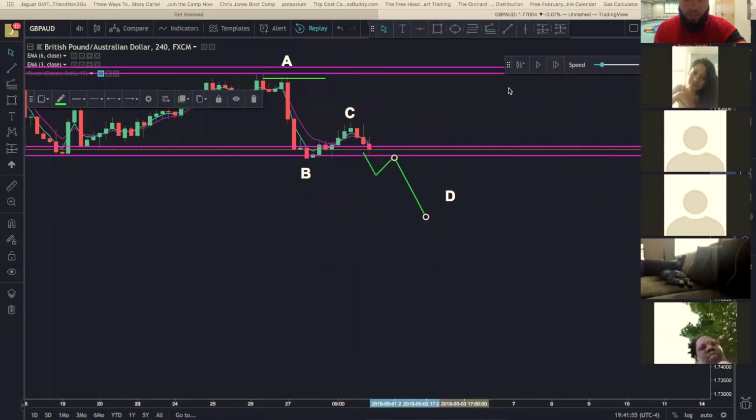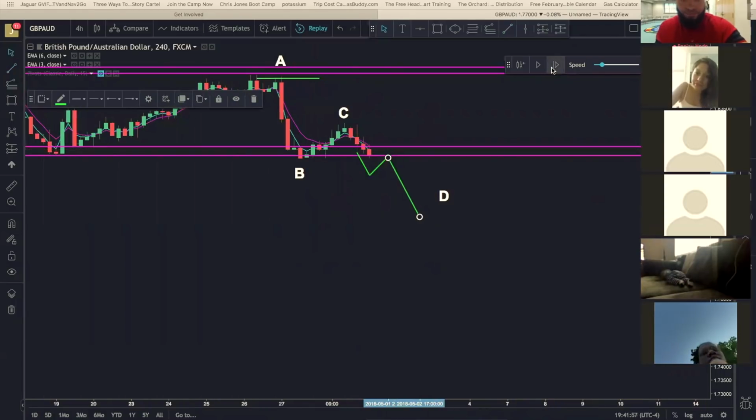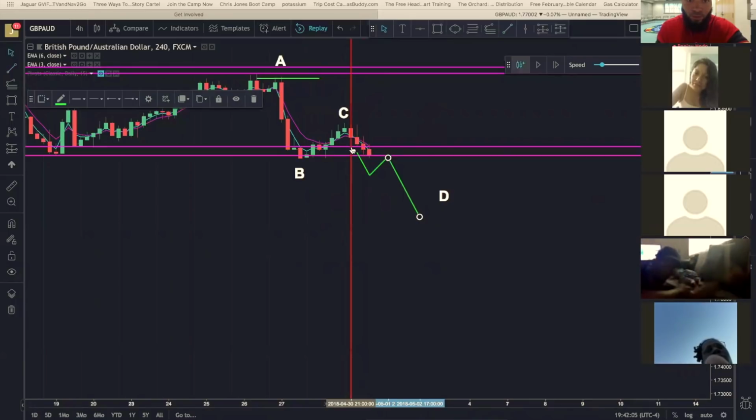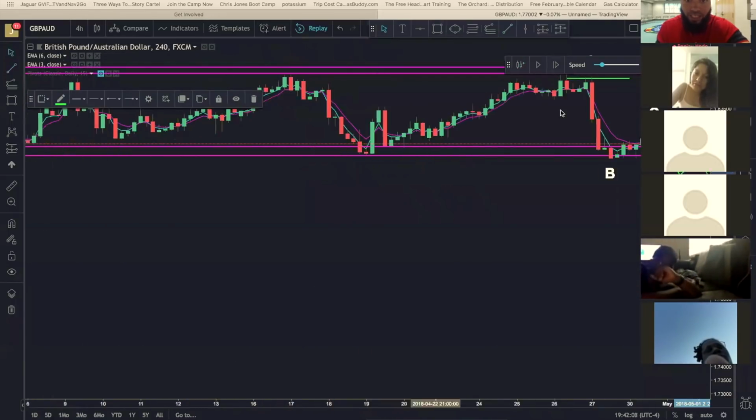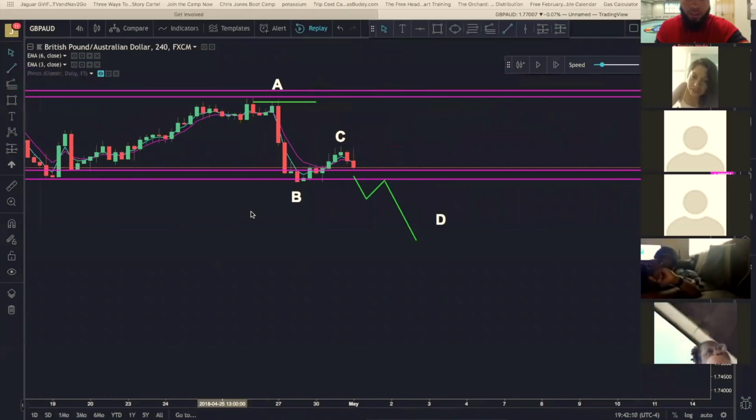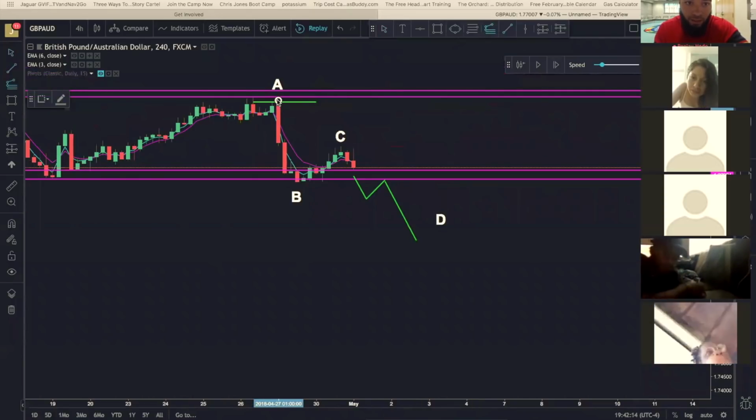All right, but let's play it out. As soon as you got C, you want to pull out the Fibonacci retracement. When you got C, this is when we said we got C right here. So you want to go like this, pull out the fib. You want to go to A, drop down to B, right? The lowest part. Pay attention, the lowest part right there.